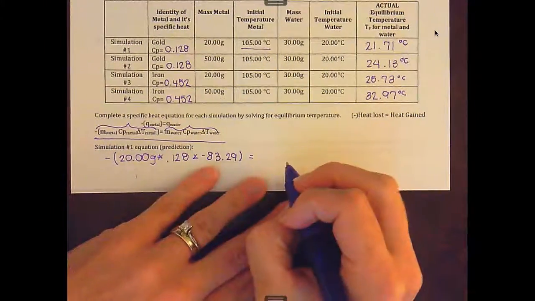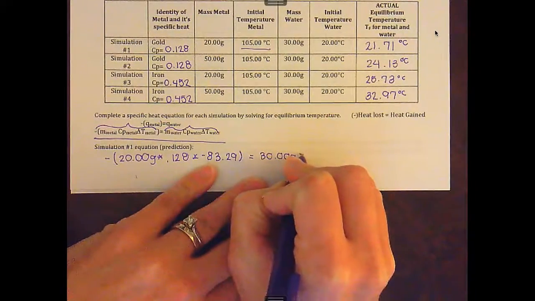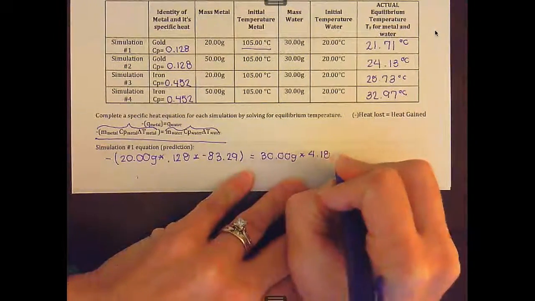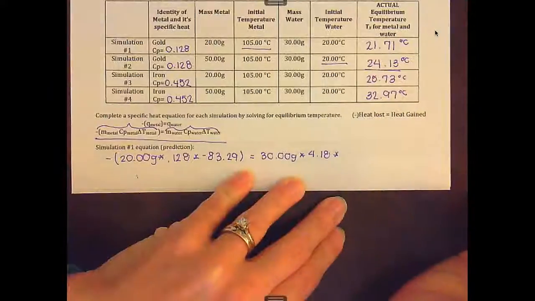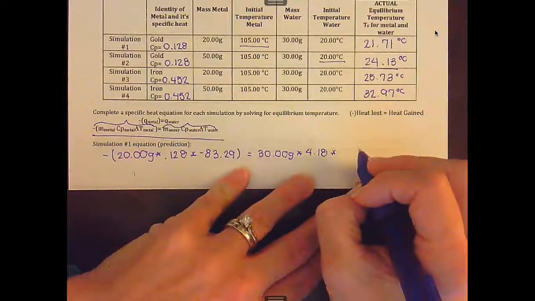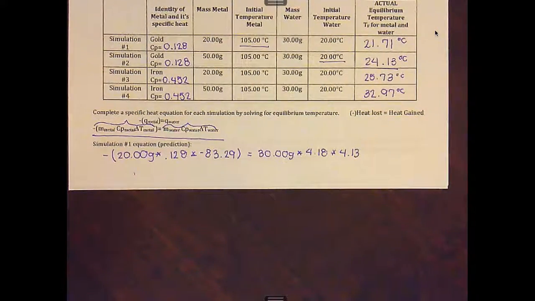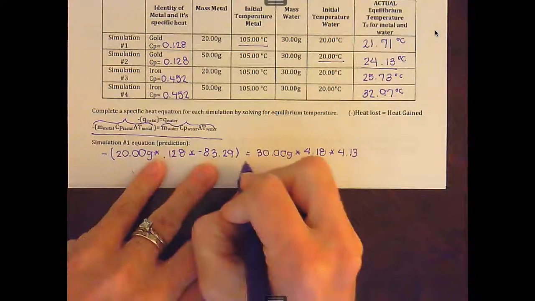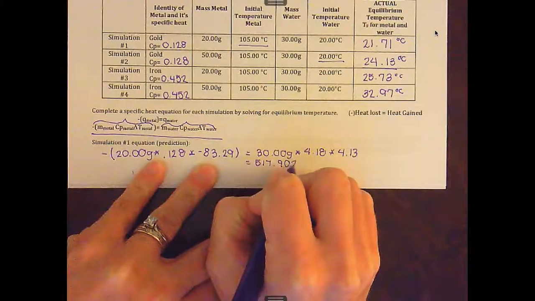I'm setting that equal to the water, and the mass of the water was 30 grams, times the specific heat of water, which we know is 4.184 or 4.18. And then the temperature of the water, the initial temperature was 20, the final temperature 24.13. When I subtract that, I get a positive 4.13 because, again, remember that final minus initial. When I combine what's over here on the left, I get 517.902. And remember, I'm not going to deal with sig figs until the very end of the problem.